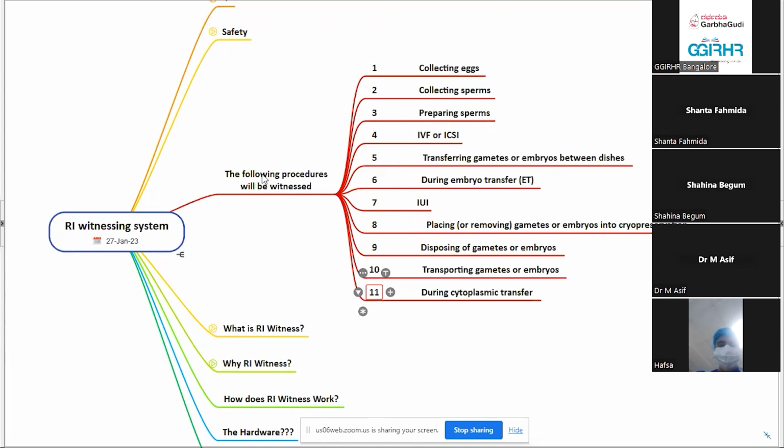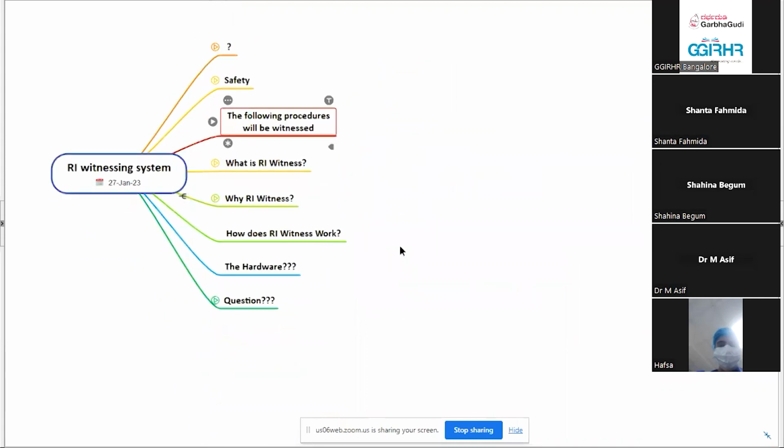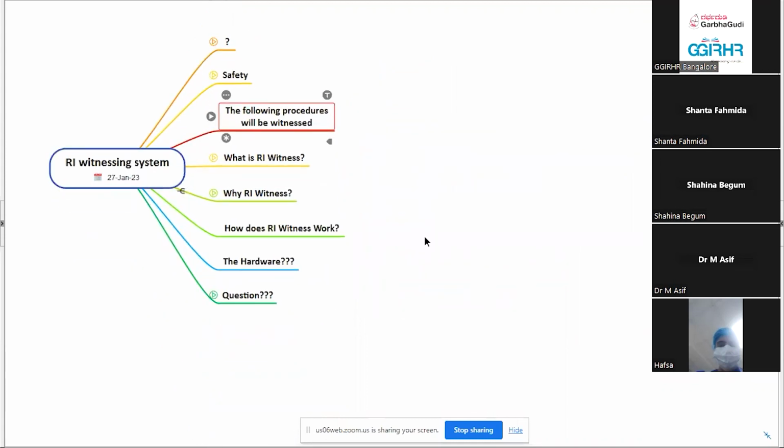So in general, what I can say is that you will be in safe hands. The embryologist will be safe and the clinician will be safe. If you implement the RI witnessing system, everything is monitored. So first I told you how it is safe, and secondly, what procedures can be witnessed. I told you two things. Now let us come to the RI witnessing system.